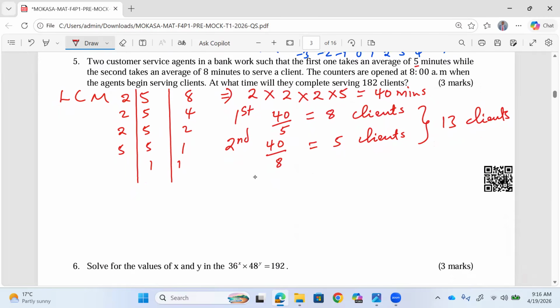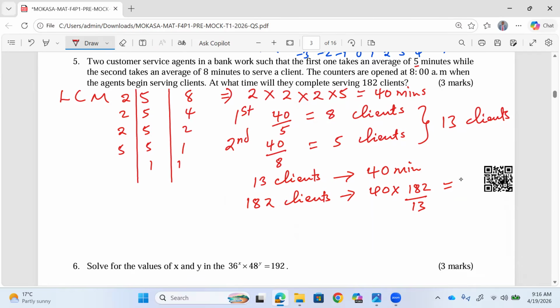Now we have seen that 13 customers take 40 minutes. What about 182 clients? How long shall they take? 40 times 182 over 13. Let me work that out. 40 times 182 over 13. I'm getting exactly 560, and these are minutes.